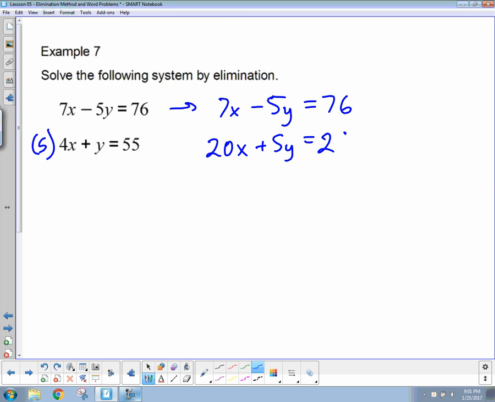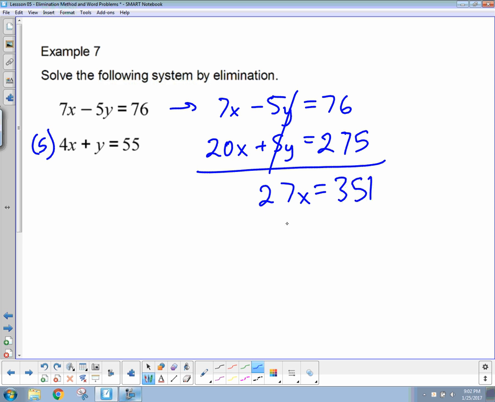27x equals, let's see, 275 plus 76. I got 351. Divide all that by 27. And I'm so thankful I have a calculator to do all the heavy lifting. Divide by 27, we get 13. Hey, that's my birthday.